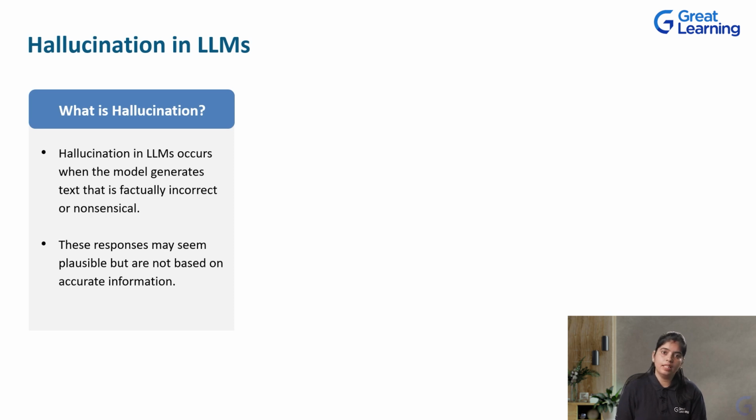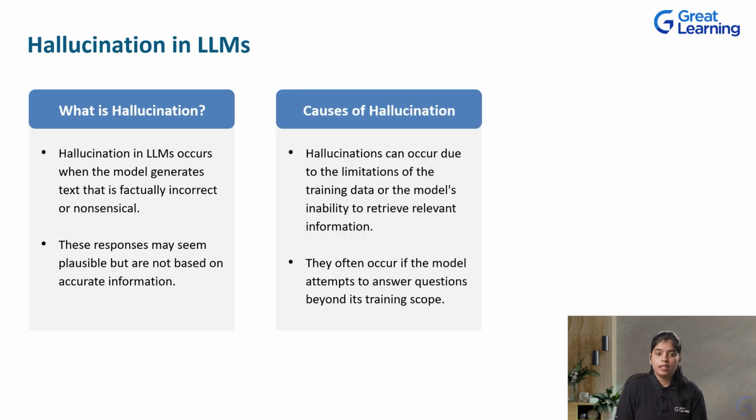So in short, we can say that the model generates a response, but it is incorrect. Because of that, we obviously lose accuracy, and that is known as hallucination. This issue is more common in large language models. So next is the cause of hallucination. Why does it happen? Why do we get this issue?